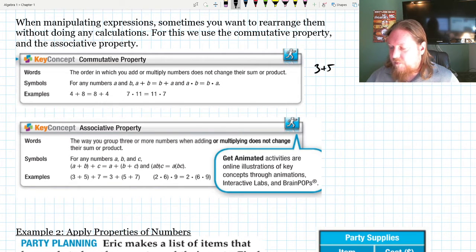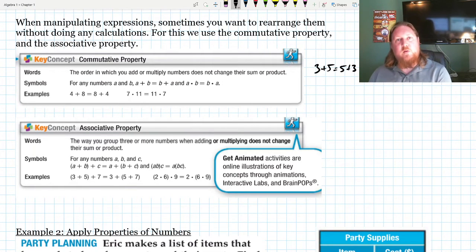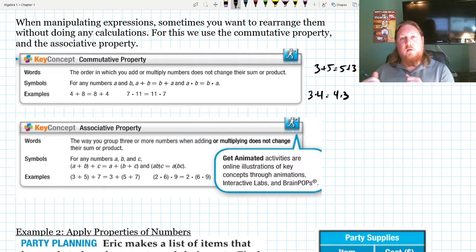3 plus 5 is 8, which is the same as 5 plus 3. Both of those things are equal to 8. It doesn't matter whether you do 3 plus 5 or 5 plus 3. Same thing with multiplication. 3 times 4 is 12. Well, guess what? 4 times 3 is also 12. Those are equivalent expressions. So the commutative property allows you to switch the order in which you do them.